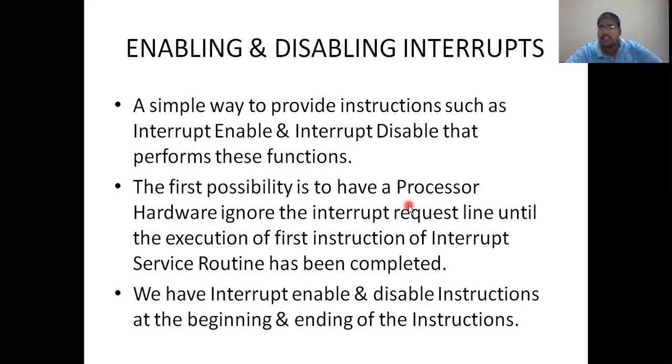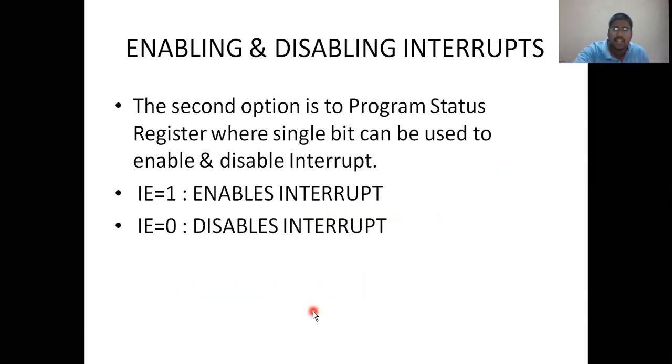So the first possibility is to have the processor hardware ignoring the interrupt request line until the execution of the first instruction of the interrupt service routine has been completed. We have interrupt enable and disable. Here they are just talking about what is meant by interrupt enable and interrupt disable. Why will we use this interrupt enable pin? See, whenever the interrupt enable pin is 1, that means the processor is busy performing some interrupt.